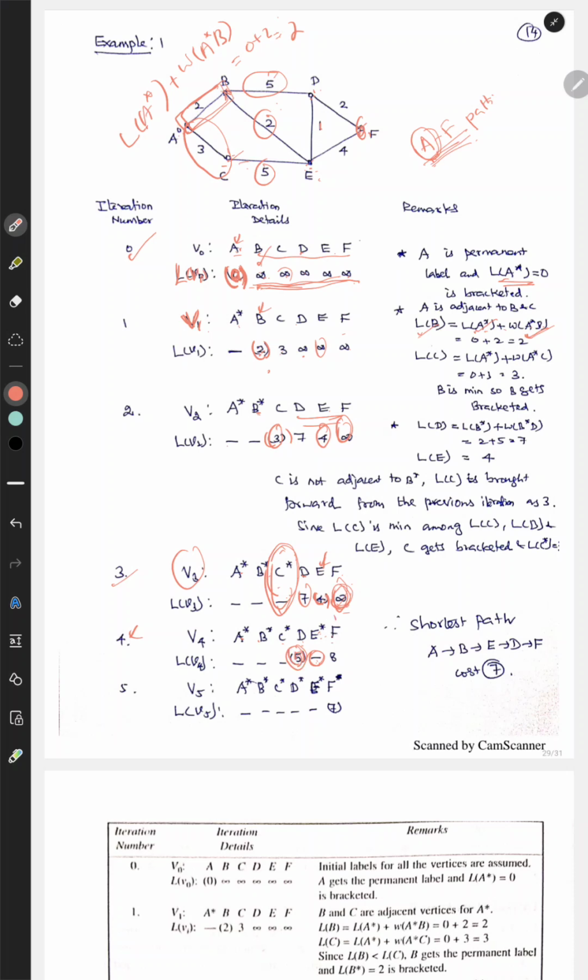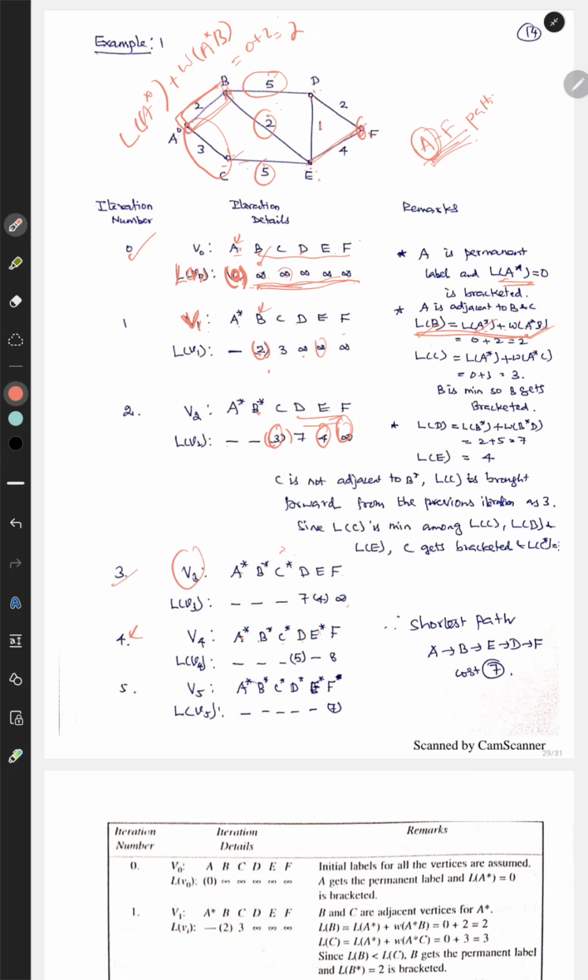Now for F, it is for the deleted or removed permanent label vertex E. What is the edge weight? It is 4. The permanent label of E also is 4, so 4 plus 4, you will be getting 8 as the new label for F. Previously it was infinity, so 8 is the smallest, you will replace with 8.